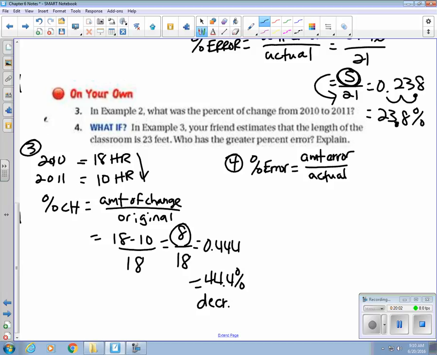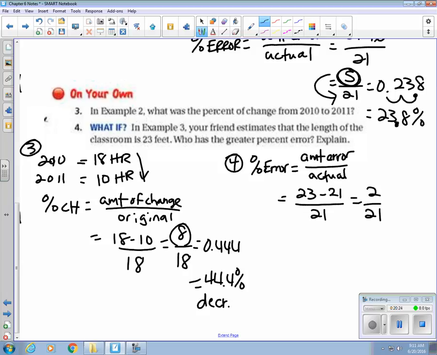Okay, remember you get your formulas correct here. The amount of error is the difference between the estimate and the actual, and that means the bigger minus the smaller. The estimate was 23, the actual was 21, so it's 23 minus 21, over the actual, which is 21, divided by the actual. We go ahead and do the math. 23 minus 21 is 2, and that's out of 21.